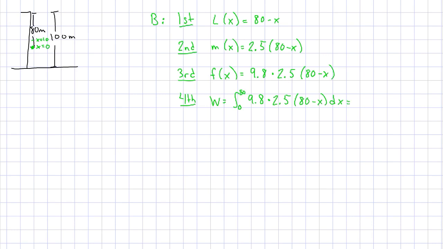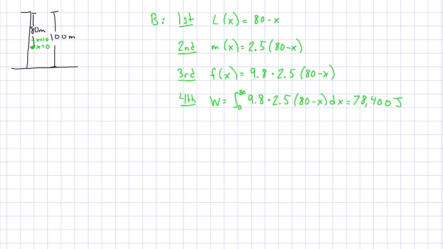When I plug this function in and evaluate it, I get exactly the same answer. That's the key with all of these problems: there are 3 different scenarios, but they all get you exactly the same answer. So that's scenario B, and it gets me the same value for work, 78,400 joules. Let's now look at our third scenario.